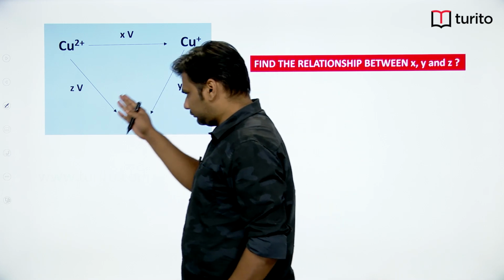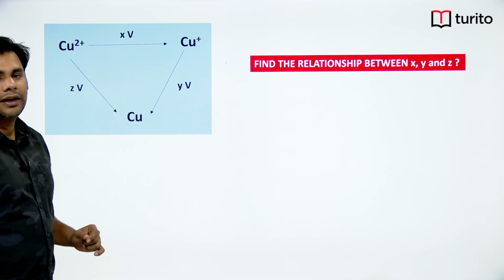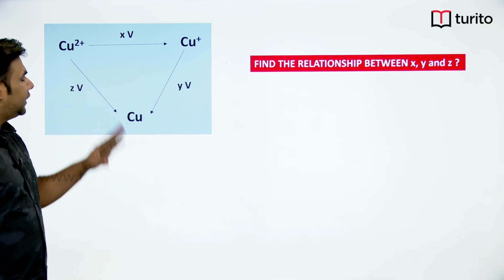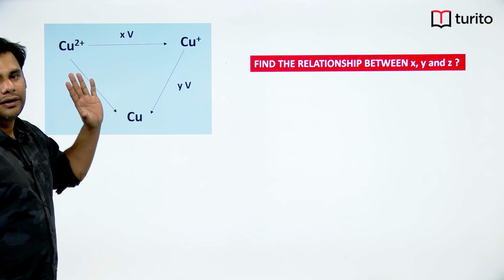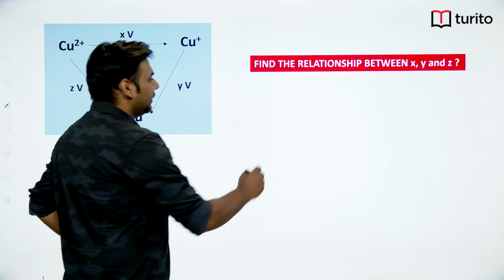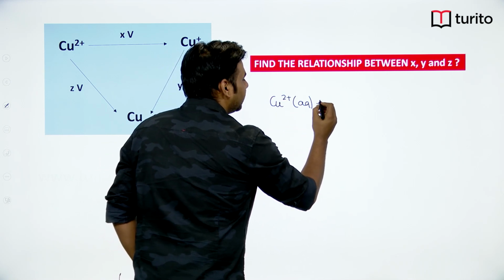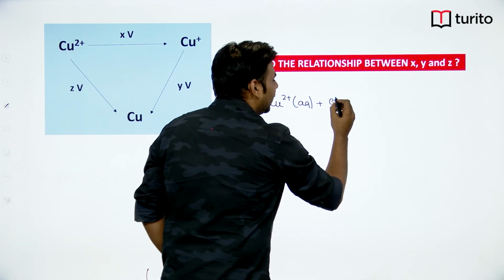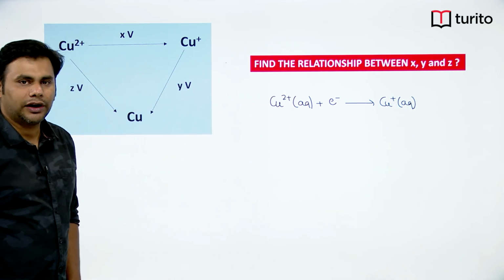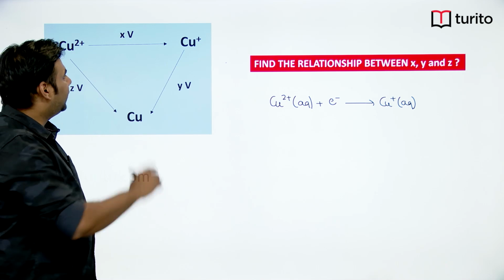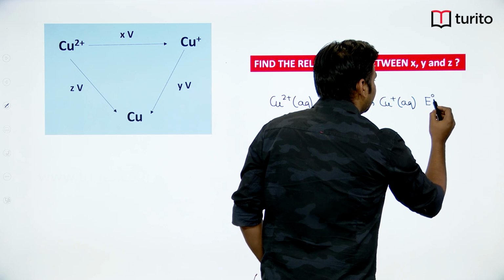Now suppose we want to find the relationship between X, Y and Z. How do we find it? For this, we will first write the different equations and their standard reduction potentials. Let us take the first reaction. Copper 2 plus is taking up one electron and changing into copper plus, and its standard reduction potential is X volt.